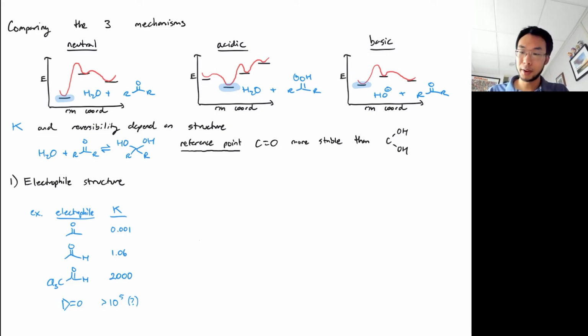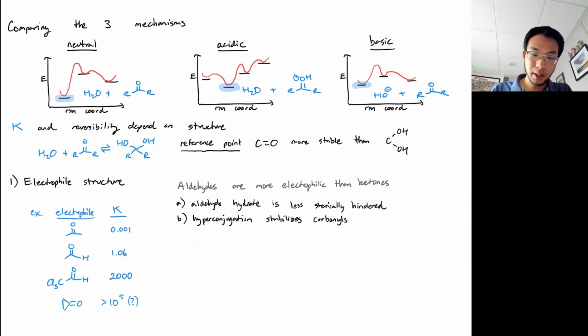Some explanations for these trends: first, we'll see that aldehydes are more electrophilic than ketones. There are two explanations for this. The most common one used in introductory organic is that the aldehyde hydrate is less sterically congested, because you have a hydrogen here instead of an alkyl group that you would have in a ketone. What that means is that in the hydrate product, there's just less sterics. And if there's less sterics, the molecule should have a little bit less energy compared to a situation where there are steric interactions.